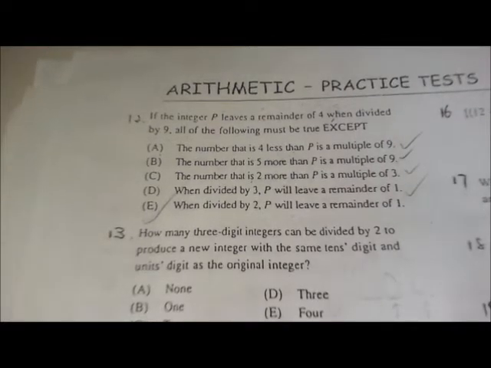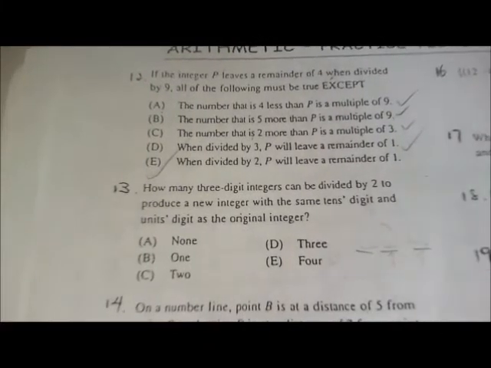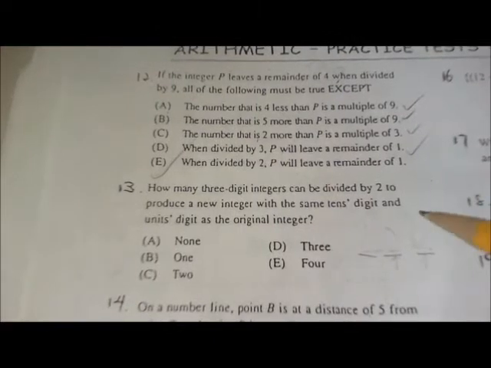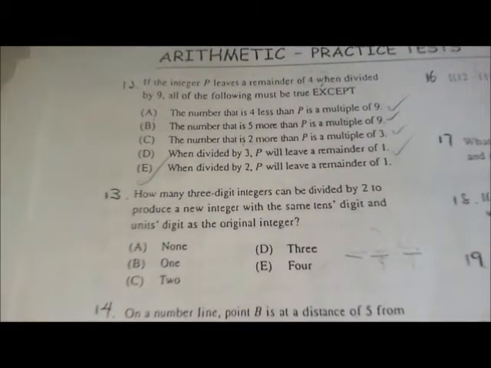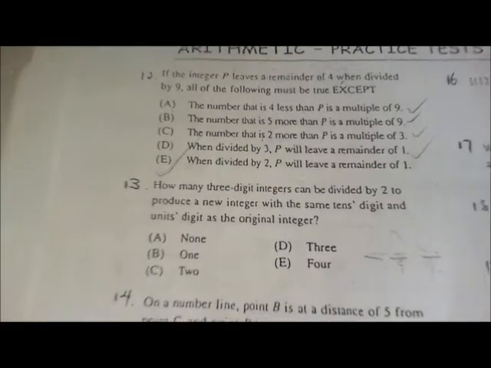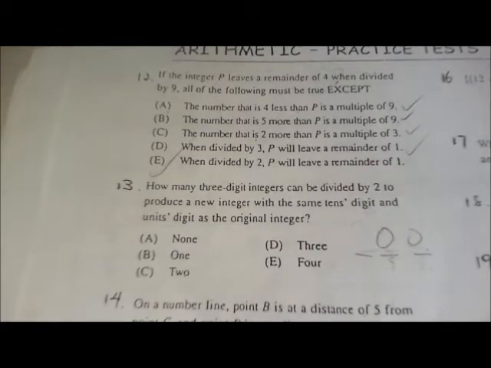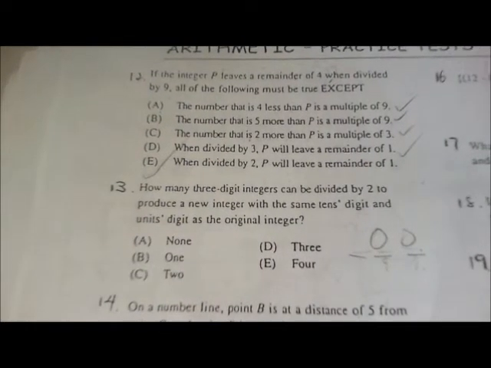Alright, so number 13. They said, how many 3-digit integers can be divided by 2 to produce a new integer with the same tens and same units digits? Same tens and same units. So the only number that, when you divide by 2 or any number, goes back to the same value is 0. If you take any number and divide it by any number, it doesn't go back to the same digits. So only 0 is working in this case.